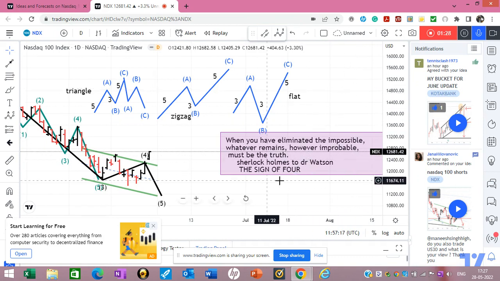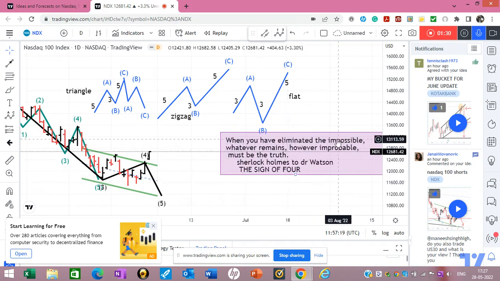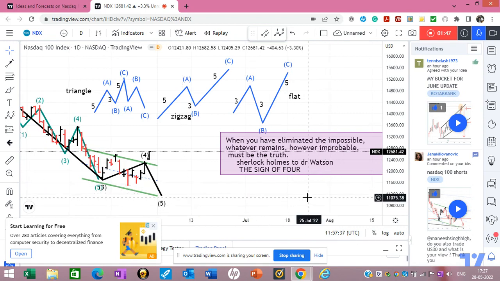Now these are very famous lines: when you have eliminated the impossible, whatever remains, however improbable, must be the truth. This is Sherlock Holmes to Dr. Watson in The Sign of Four. These are the lines which have been quoted in wave theory, and I use them.